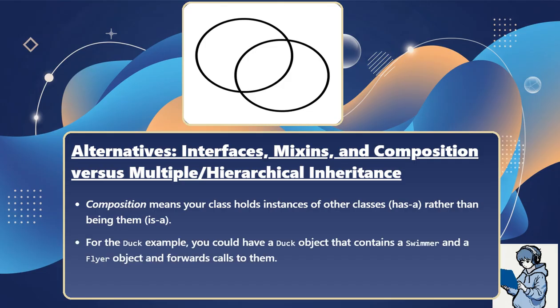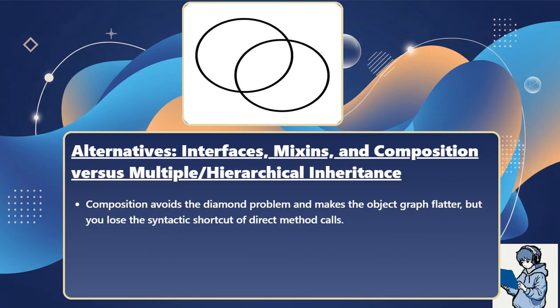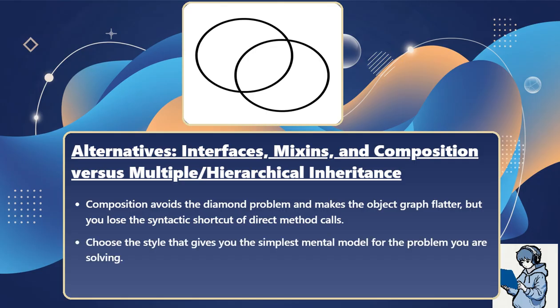For the duck example, you could have a duck object that contains a swimmer and a flyer object and forwards calls to them. Composition avoids the diamond problem and makes the object graph flatter, but you lose the syntactic shortcut of direct method calls. Choose the style that gives you the simplest mental model for the problem you are solving.